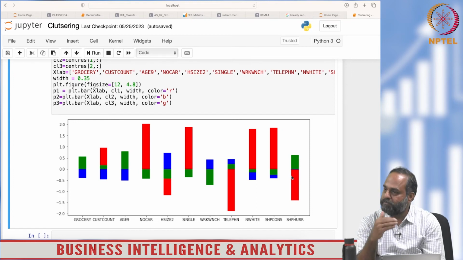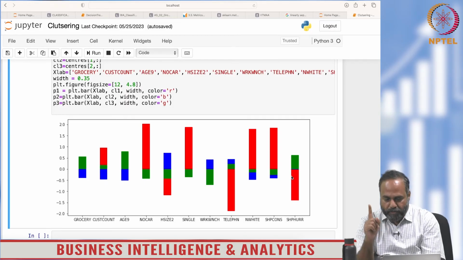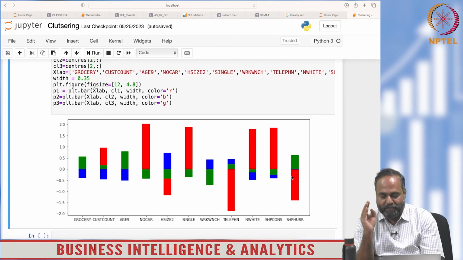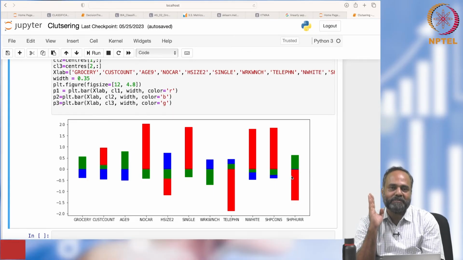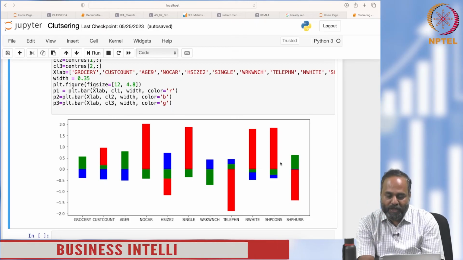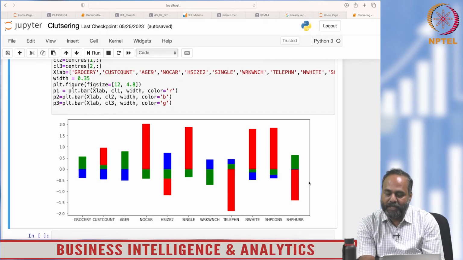Constrained shoppers means they are constrained for money, okay, they do not have money but they have time. So, constrained shoppers are very high in red. Hurried customers, or rich customers, are very low. Keep that in mind.